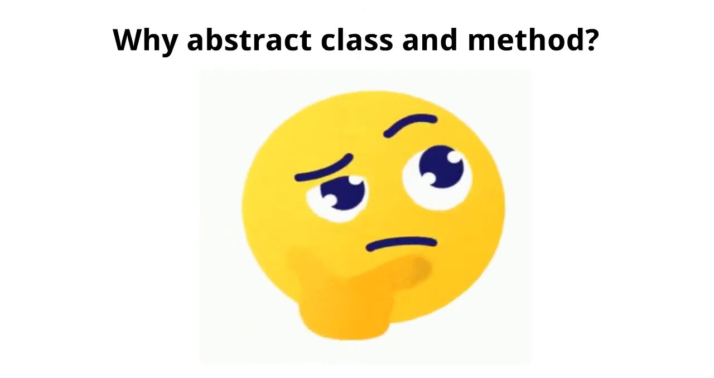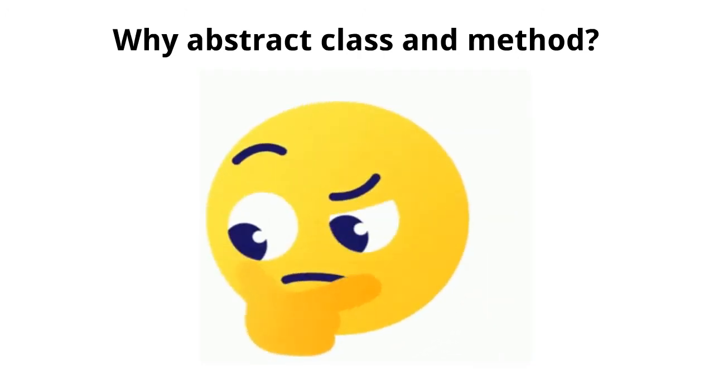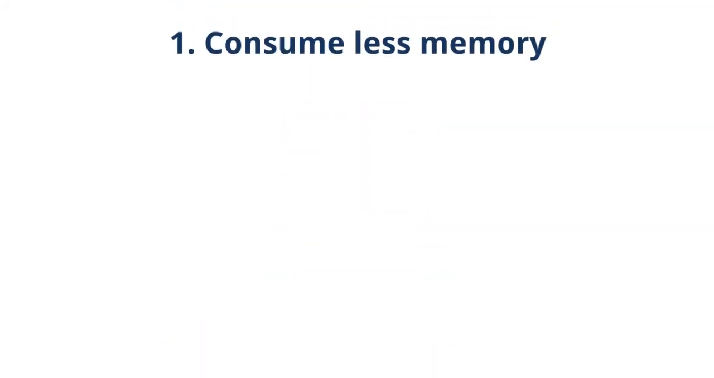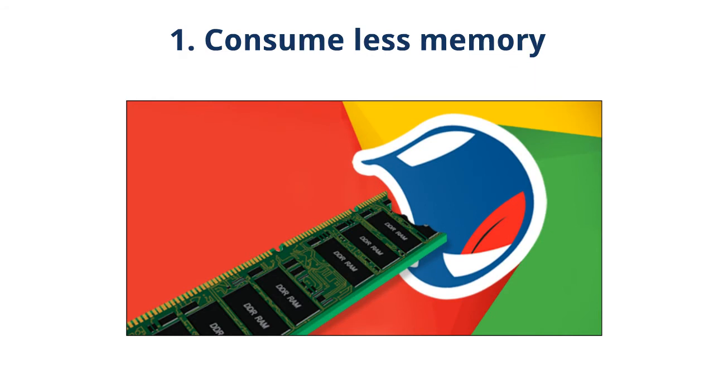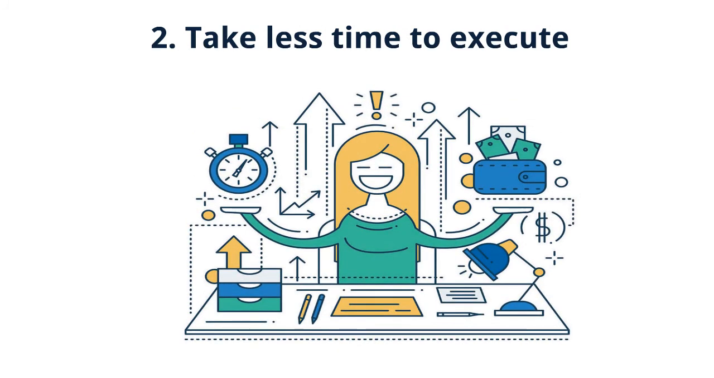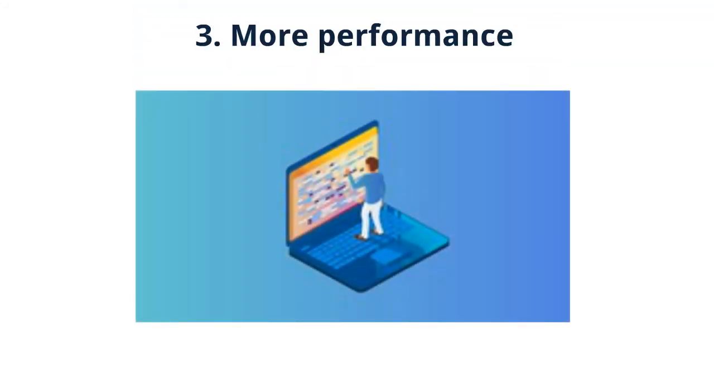So, the question arises why we should use abstract classes and methods. Why? It is because: 1. It consumes less memory space for the application. 2. It takes less time to execute. And lastly, 3. It provides more performance.